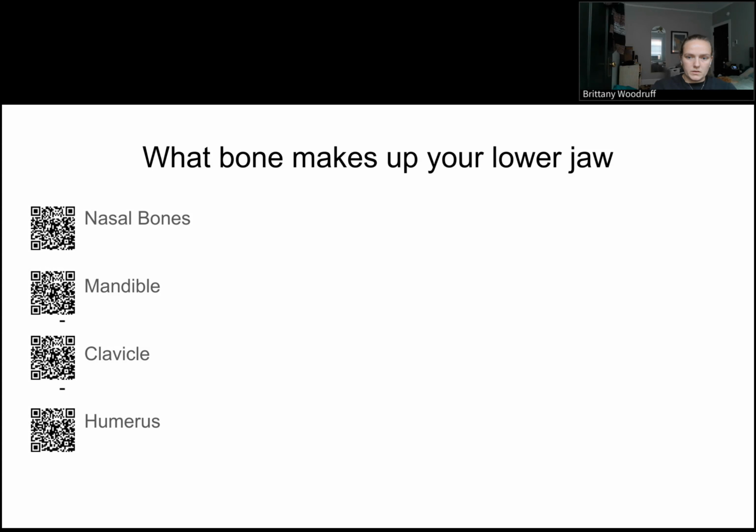Okay, like 10 more seconds. Yeah, so your mandible, right? This is an example of how we could ask a question about a bone without showing you a picture of the bone. Which bone makes up your lower jaw? Mandible.